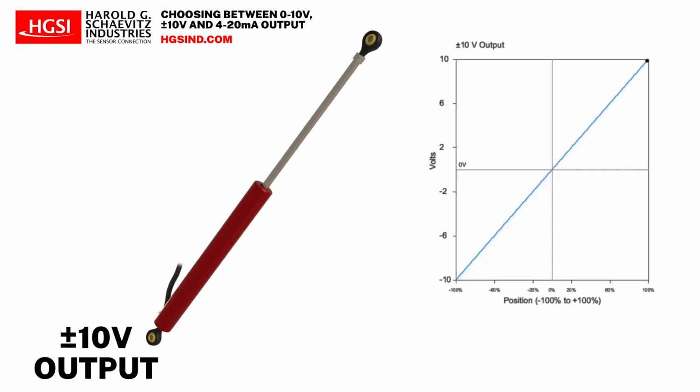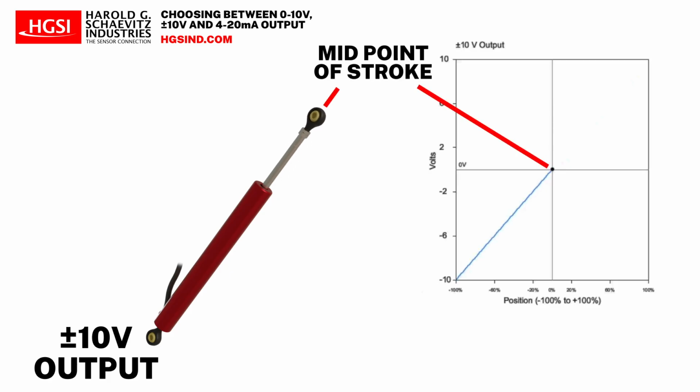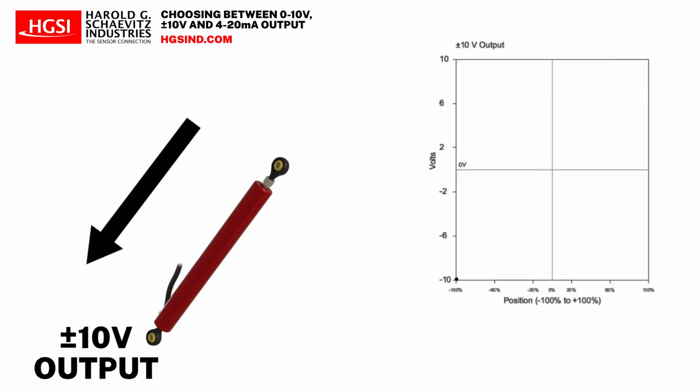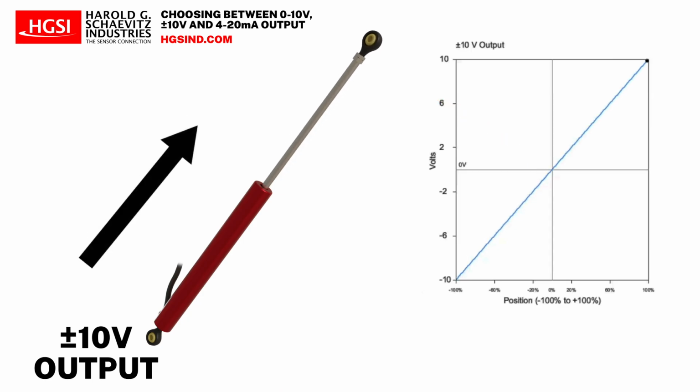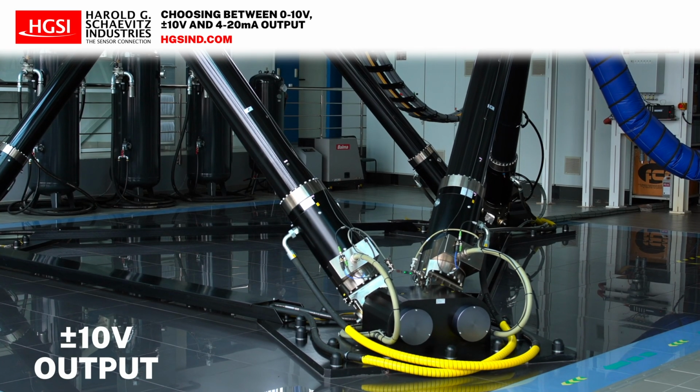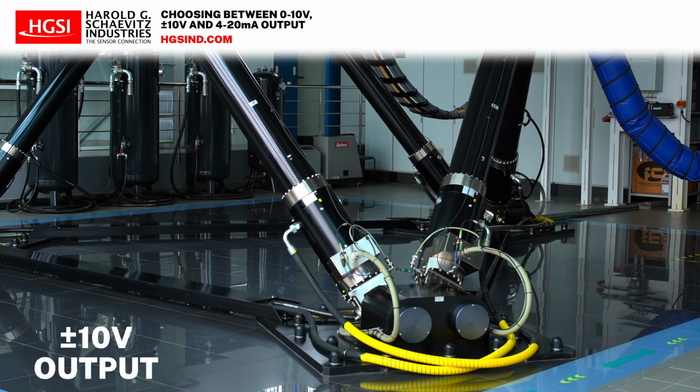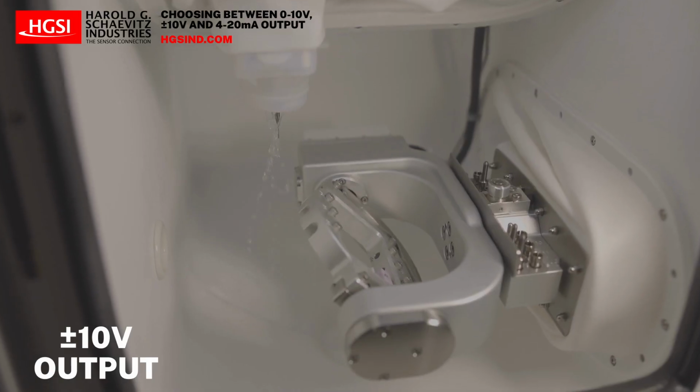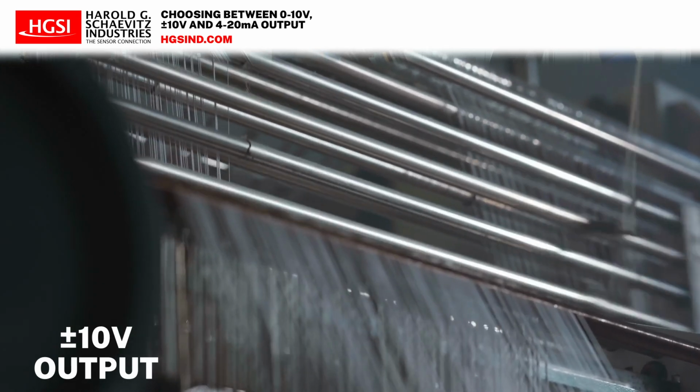Next is plus or minus 10 volt output. This is a bipolar signal, meaning it can represent both positive and negative values. 0 volts typically represents the midpoint of the measurement range, with negative voltage representing movement in one direction and positive voltage representing movement in the other. This makes plus or minus 10 volt signals especially useful in applications where direction matters, such as motion control, servo systems, and position feedback around a center point.